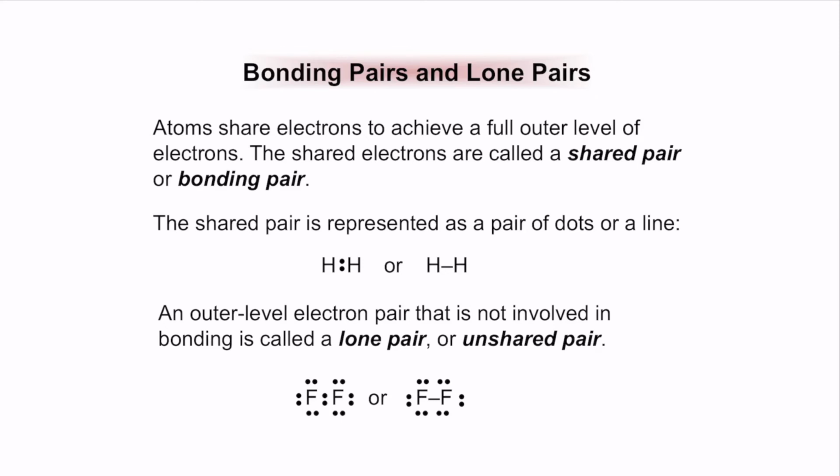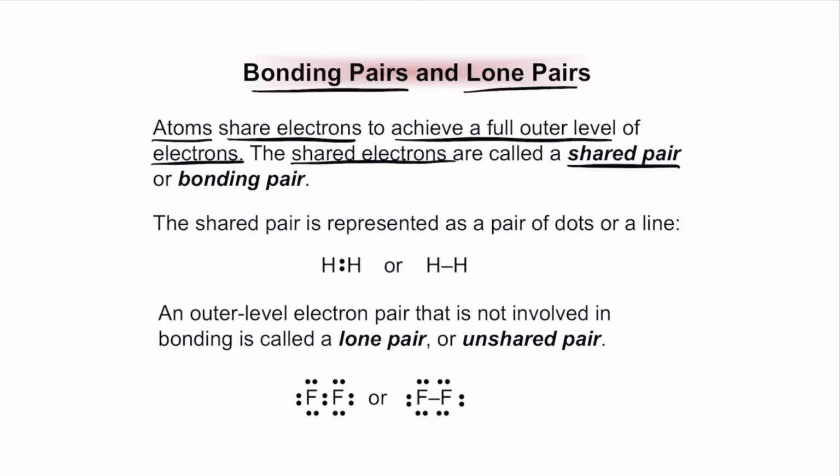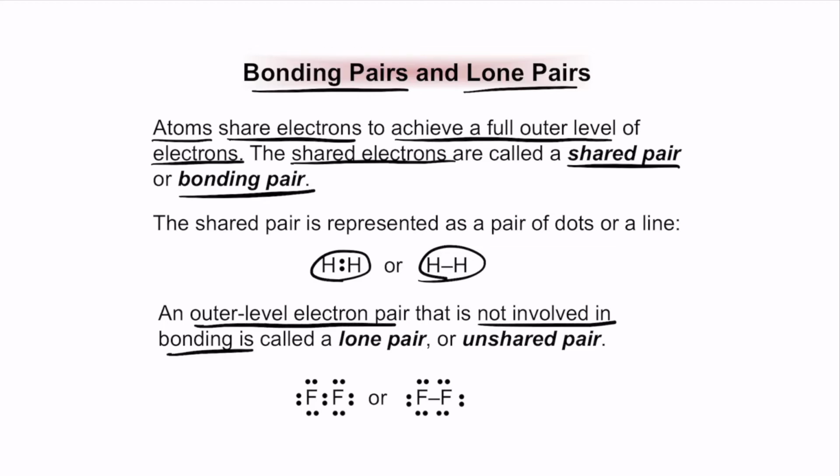Let's talk about two types of pairs: bonding pairs and lone pairs. Atoms generally share electrons to achieve a full outer level of electrons. These shared electrons are generally called the shared pair or the bonding pair. But not all of them are shared pairs. Notice that a shared pair is represented either by two dots or a single line. An outer level electron pair that is not involved in the bonding is called a lone pair.